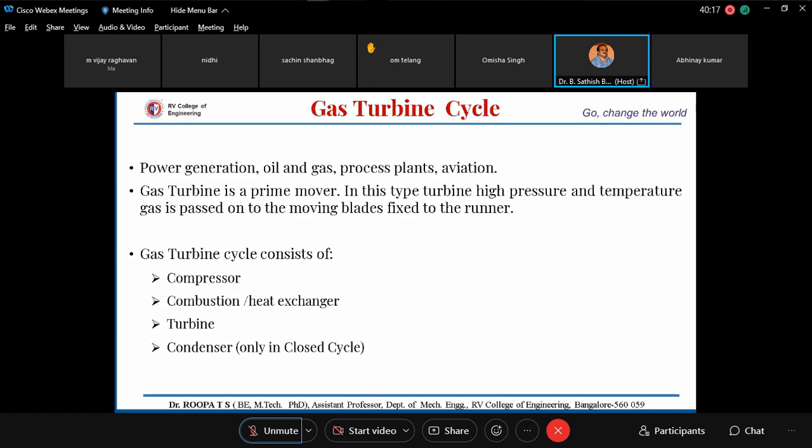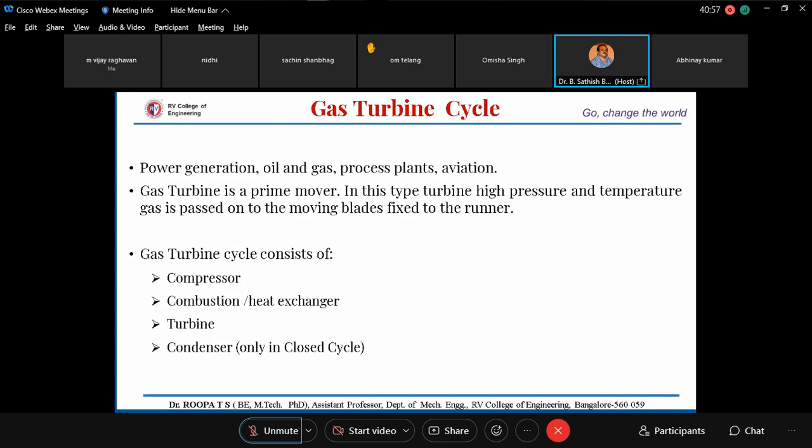So here we are going to learn how the construction is, what the different components are, and how the energy is converted from one form to mechanical output. These gas turbines are used in power generation, oil and gas industries, process plants and aviation. Of course, you all know it is a prime mover, which takes energy in any form and converts that into some useful mechanical task.